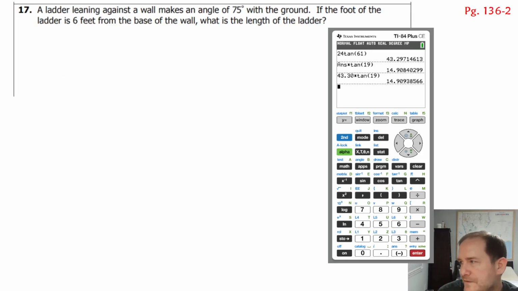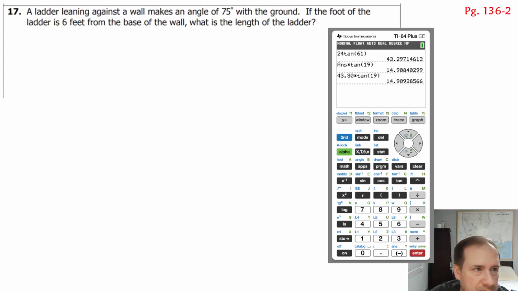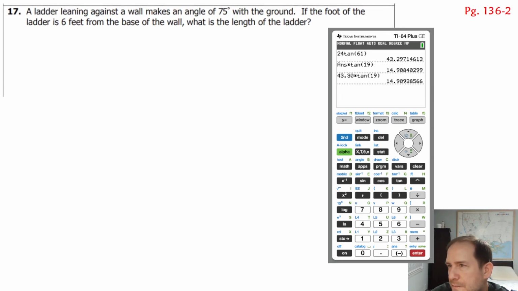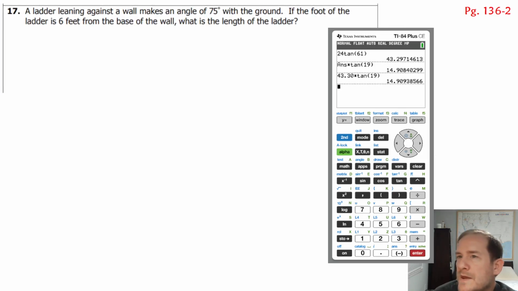It says a ladder is leaning against a wall, so we're into word problems, which we kind of already did. We did some of these on the review, but I'll do this one again, no big deal. Let's make it bigger. It says a ladder is leaning against a wall. It makes an angle of 75 with the ground. If the foot of the ladder is 6 feet from the base of the wall, what is the length of the ladder? Okay, let's draw this.